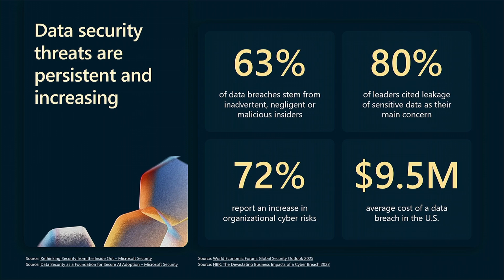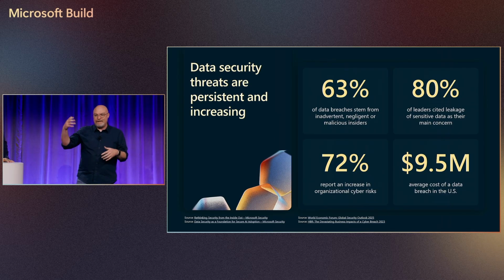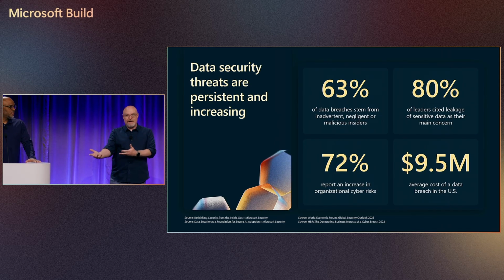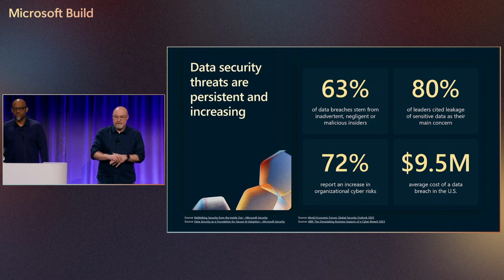And so if we look at it, we've got 63% of data breaches. They stem from just inadvertent stuff. This is the accidental data sharing, right? Like you didn't mean to, you had it on OneDrive somewhere, you posted it on the internet, you got the Excel file under your desk, right? So these are things that we need to be careful about.